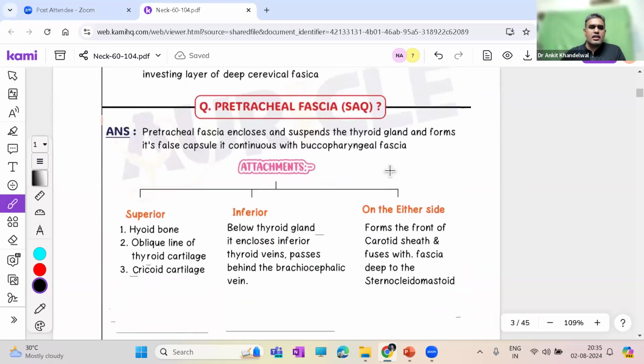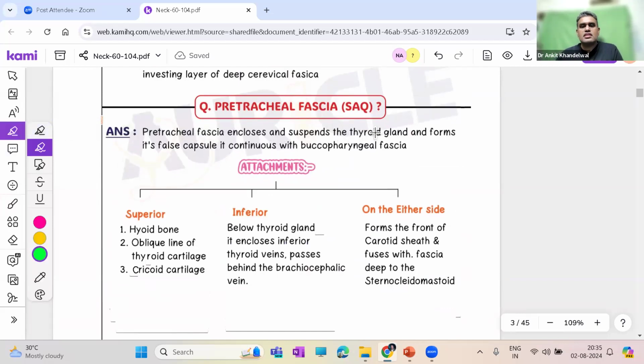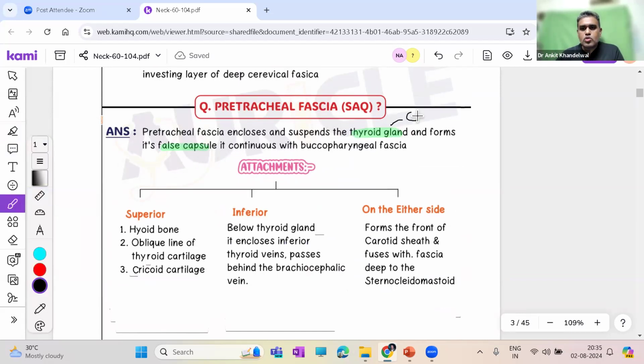And second, the pretracheal layer, which we obviously covered. The pretracheal fascia encloses the thyroid gland because it is lying right over here. This is my thyroid gland location, and it forms its false capsule. The thyroid gland, being an endocrine gland, has its own capsule, known as the true capsule. But apart from having its own capsule, outside it is also covered by another fascia, which is regarded as the false capsule. So what is the false capsule of the thyroid gland? The pretracheal fascia.